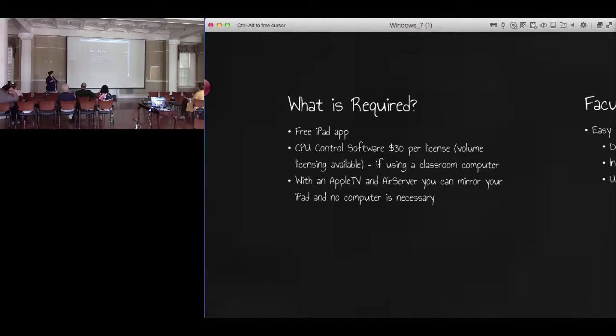With Apple TV and AirServer, you can mirror your iPad to your projection system, and then no computer is necessary. The reason this is important to me is because I'm looking at a building that has classrooms with aging technology, meaning some of the smart rooms that were put in Renault were installed before I came on campus, and I've been on MUW's campus since about 2006. So from my standpoint, looking at budgets and needing to update classrooms, I need to look at cheaper solutions but not lose the functionality in the classroom.